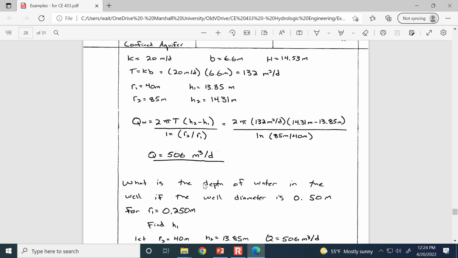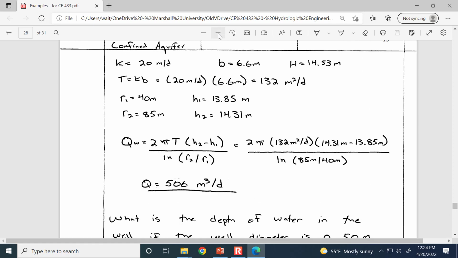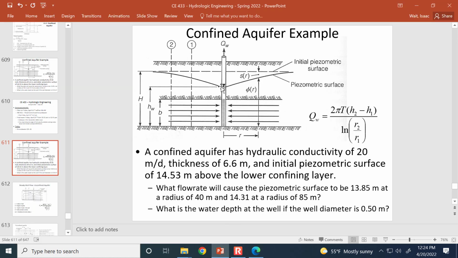Okay, so here's the calculations from last time where we had found that the flow rate was 506 cubic meters per day. Now for this one, we're going to use that flow rate and try to back calculate what will be the height of the water at the well. And the water height at the well will just be whatever the height of this piezometric surface is at the radius of the well.